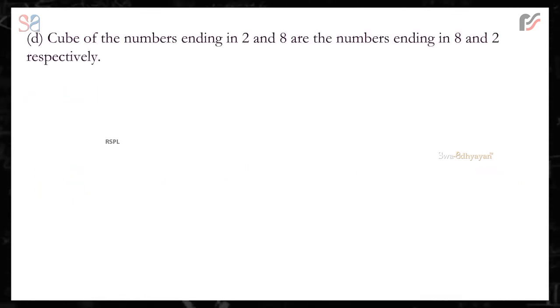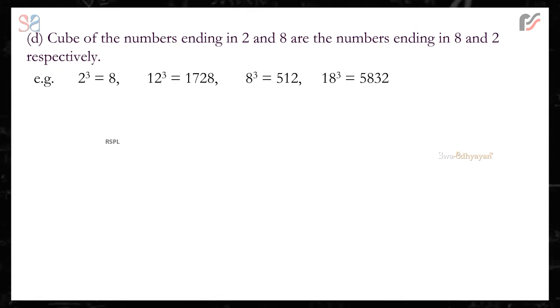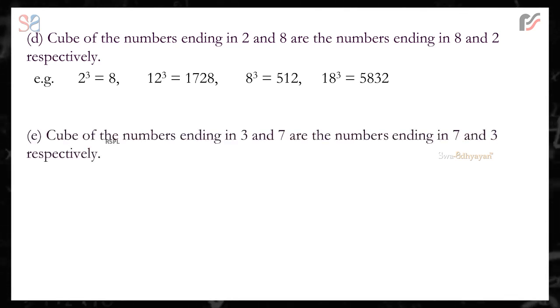D. Cube of the numbers ending in 2 and 8 are the numbers ending in 8 and 2 respectively. For example, 2 raised to the power 3 is equal to 8. 12 raised to the power 3 is equal to 1728. 8 raised to the power 3 is equal to 512. 18 raised to the power 3 is equal to 5832. E. Cube of the numbers ending in 3 and 7 are the numbers ending in 7 and 3 respectively.